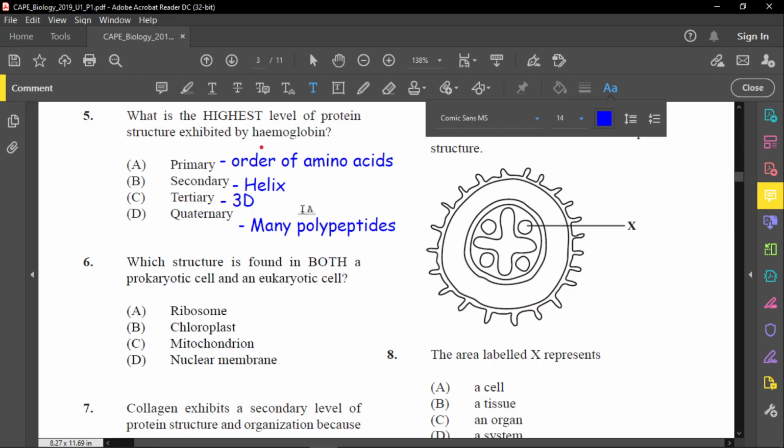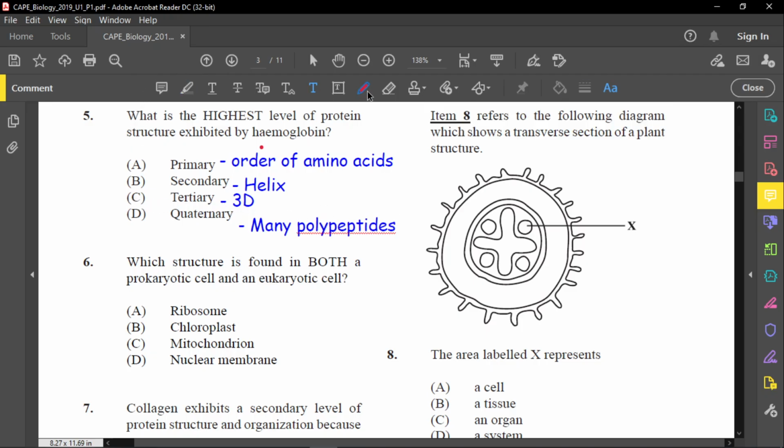All right, so many polypeptide bonds will be there. And so option D will be our correct answer. As I said, this is the most complex structure in terms of a folding of proteins, and hemoglobin is a protein. Now, question number 6.